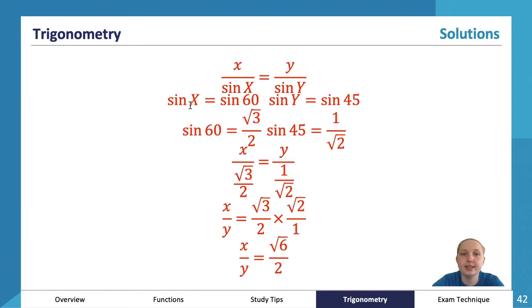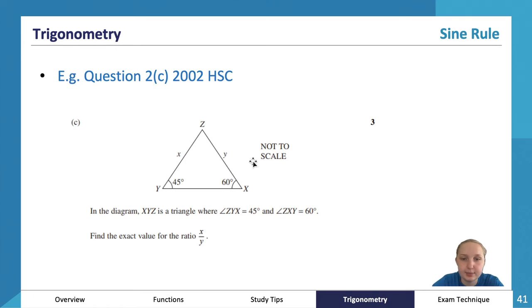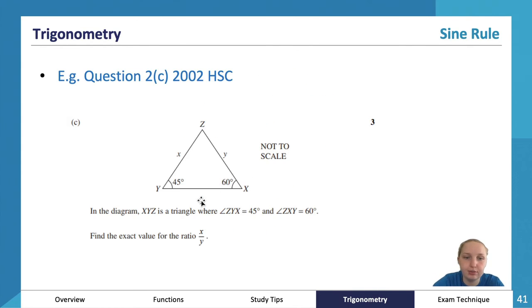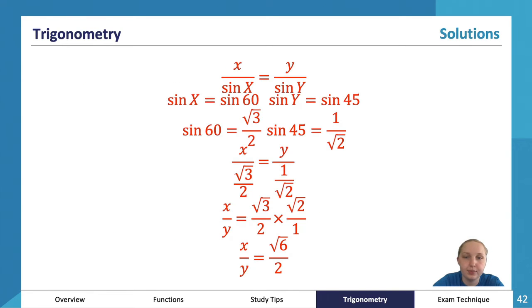So we're thinking about this. Sine of big X equals sine 60, right? Because if we're looking at our example here, the sine of our big X is sine 60. Then sine of the big Y is equal to sine of 45. Okay, so it's just that one over there.